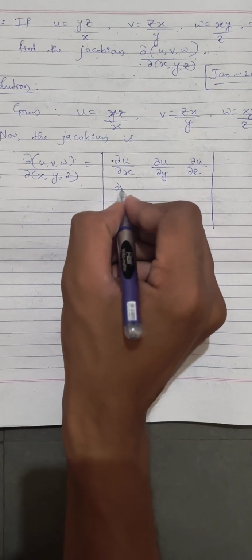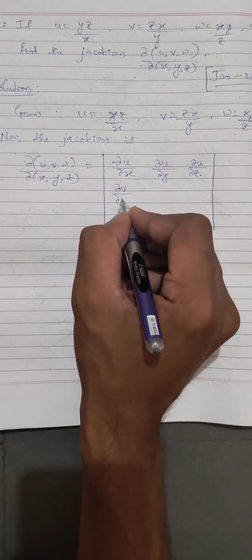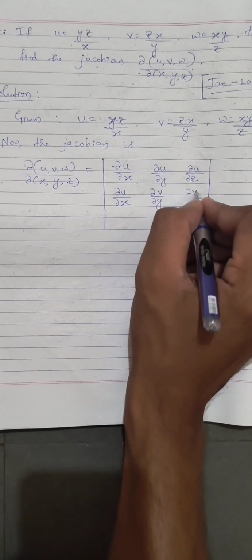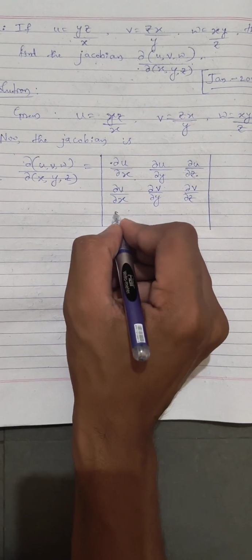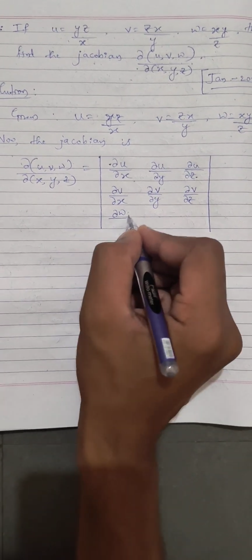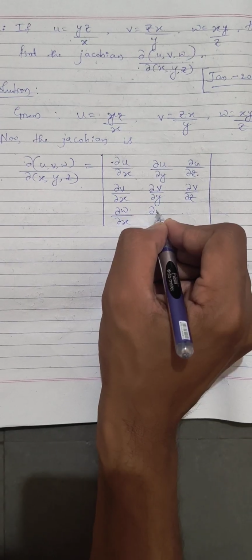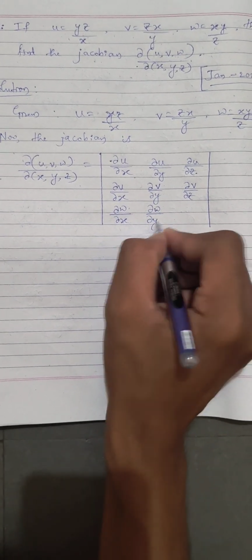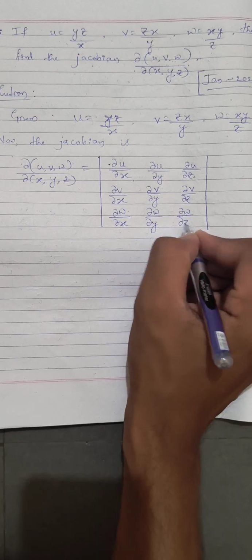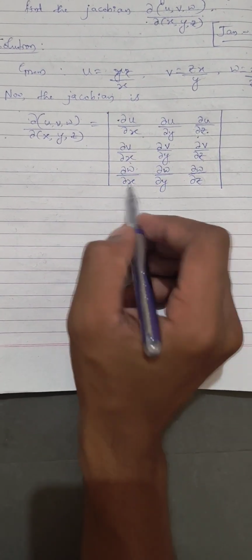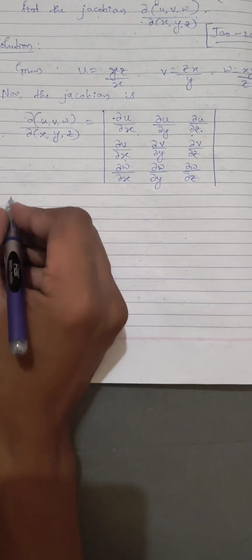In the second row we take the partial derivatives of v with respect to x, y, z, that is del v by del x, del v by del y, del v by del z. Similarly in the third row we take the partial derivatives of w with respect to x, y, z, that is del w by del x, del w by del y, del w by del z. Is it clear, students? Now we have to find the values of all these 9 entries. So how to find them? See here.